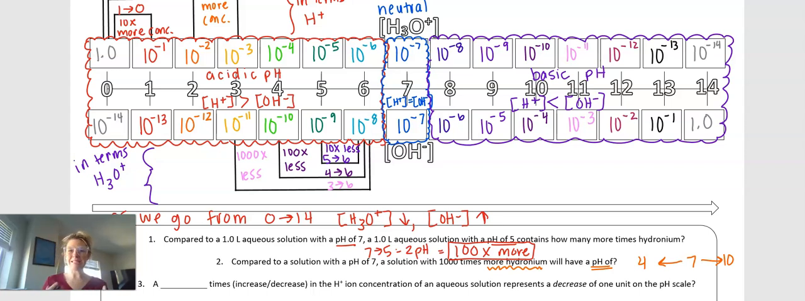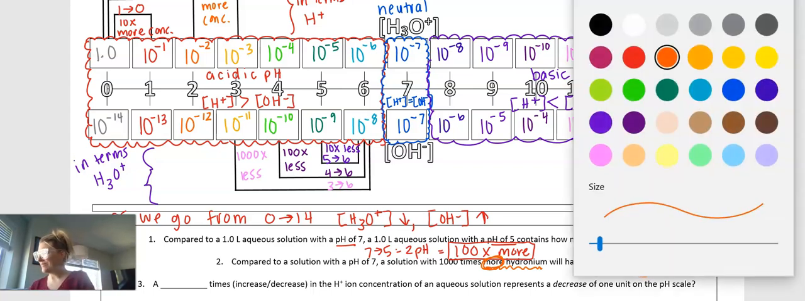So I need to think about it now in terms of hydronium. Which way has more? Okay, more is the keyword, hydronium. Okay, again, as we are going from 0 to 14, hydronium is decreasing. So this would have less hydronium, which means this would have more hydronium. So the correct answer here would be a pH of 4, not the pH of 10. And our last question here, okay?